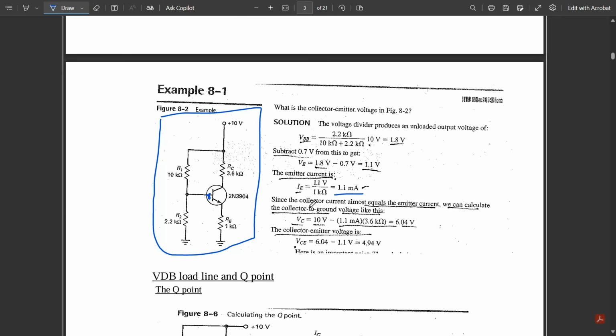Then find the collector voltage, that is VCC minus IC into RC. You would be getting 6.04 volt. Then finally the VCE part, that is VC minus VE. VC is 6.04, VE is 1.1. Subtract it and we would be getting our answer as 4.94 volt. Okay, so this is one simple example. So just go through this. Pause the video and refer to it. Also you will be having the material, just go through it.